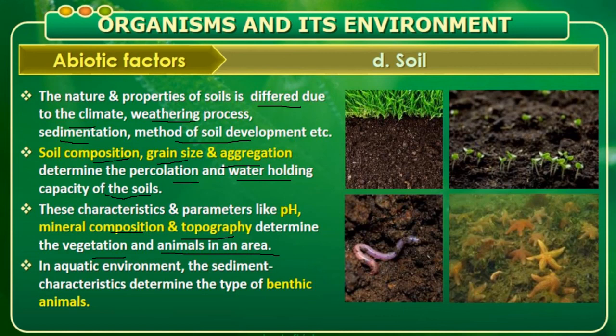Now coming to the aquatic environment, the sediment characteristics determine the type of benthic animals. What are benthic animals? The animals which are found in the bed of the ocean are called benthos or benthic animals. So it also depends upon the soil present in the seabed. So that means soil is also one of the important abiotic factors which determines what type of vegetation should be grown and what type of animals should exist.